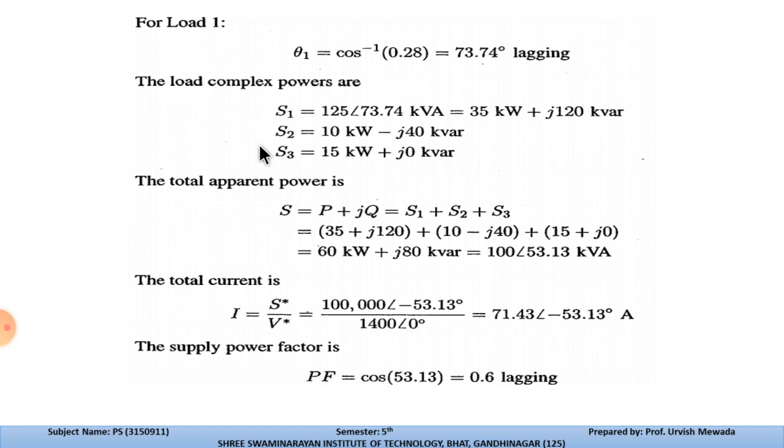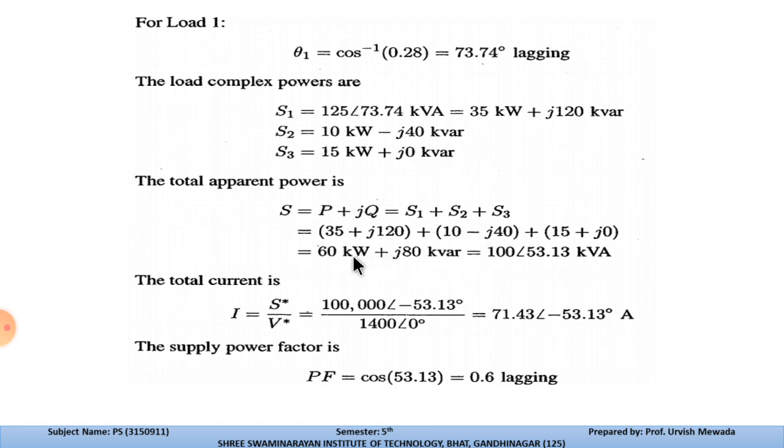So from that, the apparent powers of all the branches are: S1 is equal to 35 kilowatt active plus j120 reactive, S2 is equal to 10 kilowatt active minus j40 reactive, and S3 is equal to 15 kilowatt active plus j0 reactive. The total apparent power is S equal to P plus jQ, so total power is S1 plus S2 plus S3, so 35 plus 10 plus 15, that will become 60, and 120 minus 40, so that will become 80 kVAR.